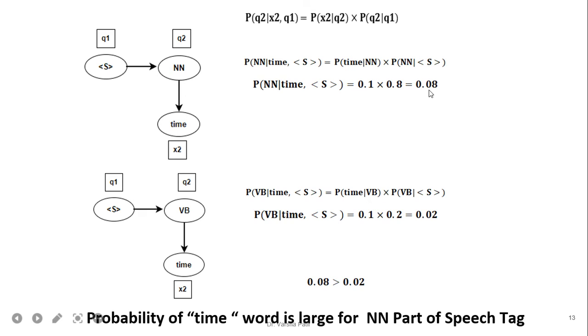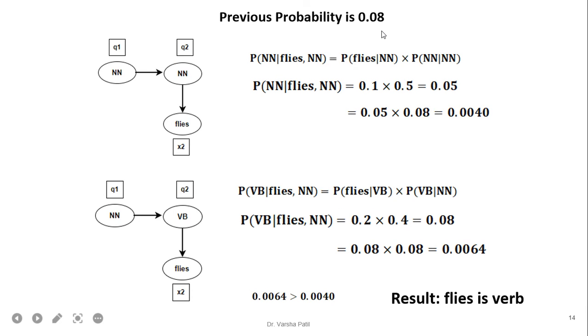So here for time as a noun we are getting the answer 0.08, and for time as a verb we are getting the value 0.02. Now 0.08 is greater than 0.02, so we determine that even though there is ambiguity for time as a noun or verb, the probability of time as a noun is more, that's why we get the part of speech tag for the word time as a noun. Now we will carry this previous probability into the next step. So the previous answer is 0.08.